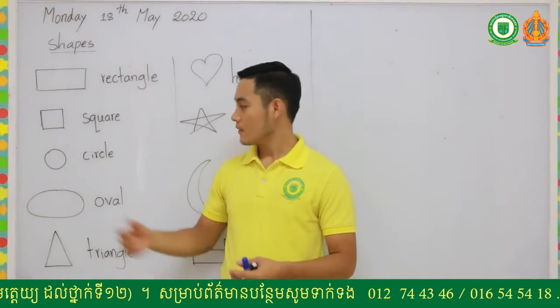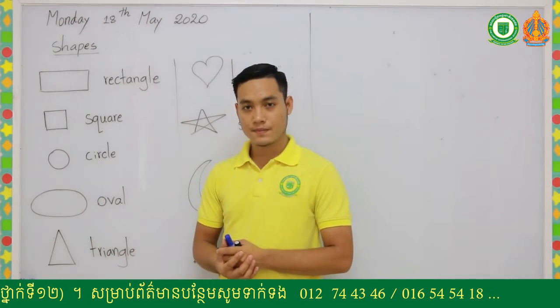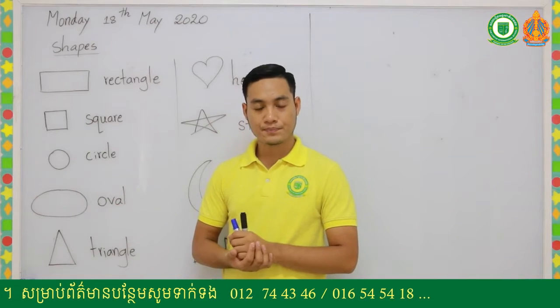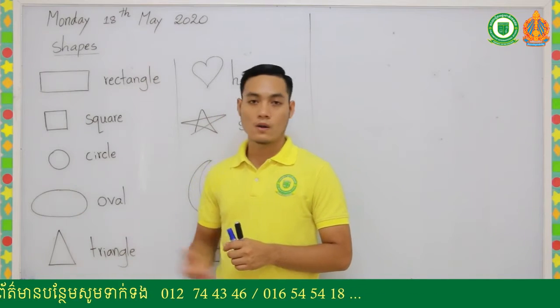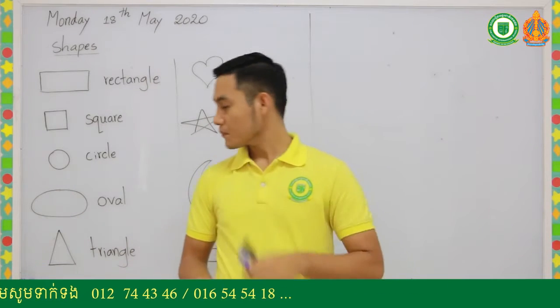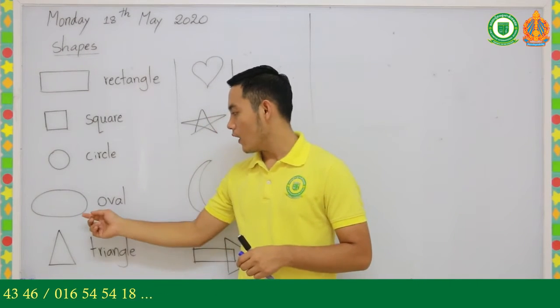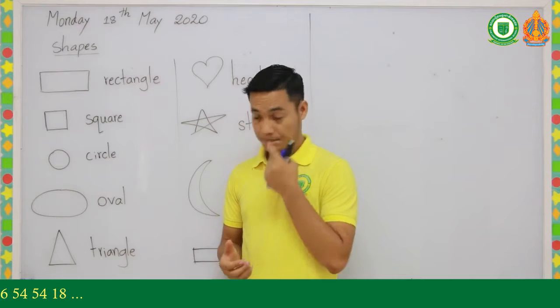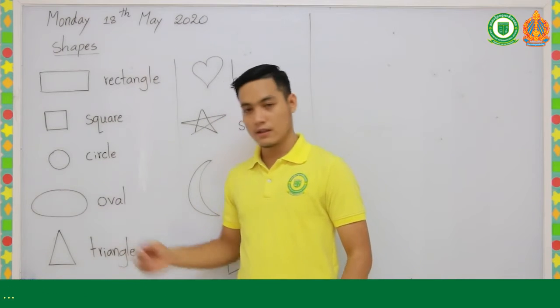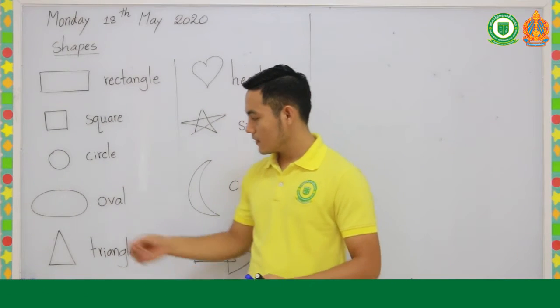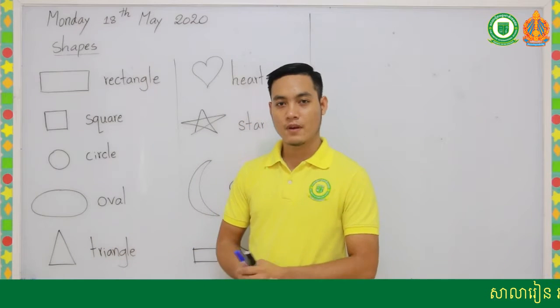Circle. Circle. Circle. All right. Circle. And this shape is oval. Oval. Oval. Okay, repeat.